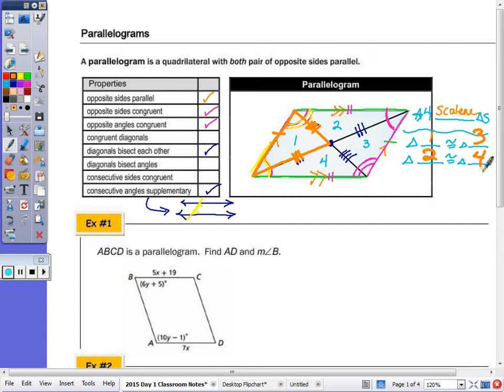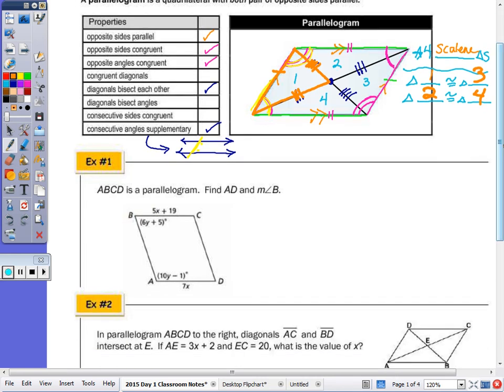Okay? Going back to question number one, ABCD, we have a parallelogram. Find length AD and the measure of AB. So if I want to find length AD, AD is the length of a side. What do you know about the sides of a parallelogram?